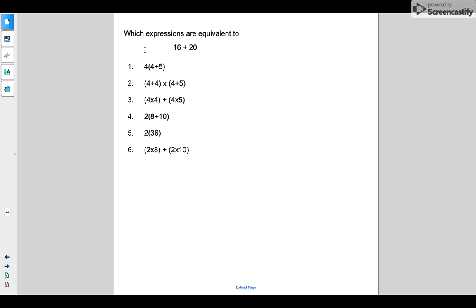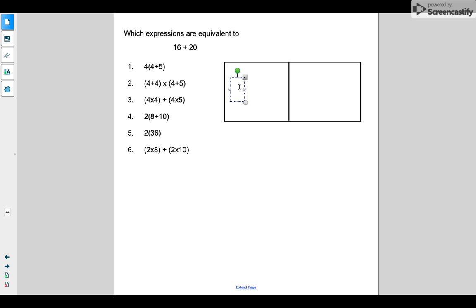Another one of the problems you had is which expressions are equivalent to 16 plus 20. So if you're stuck on this, the first thing I would do is, again, think about drawing a picture because it looks like we have a lot of expressions that are in expanded or factored form. So I know that one of my boxes needs to be 16, and the other one of my boxes needs to be worth 20. So then when I go ahead and test each of these, I can tell if they work.